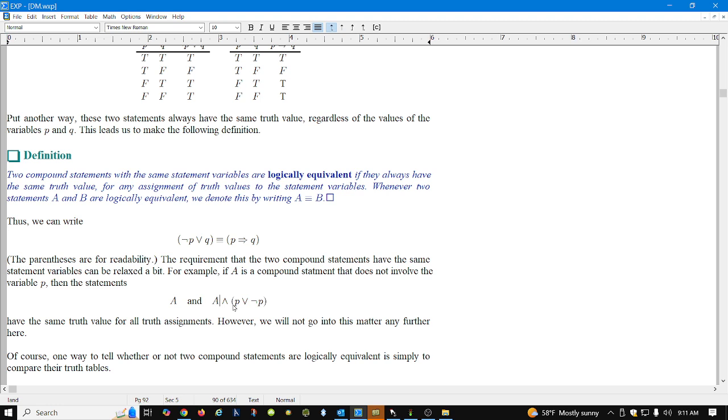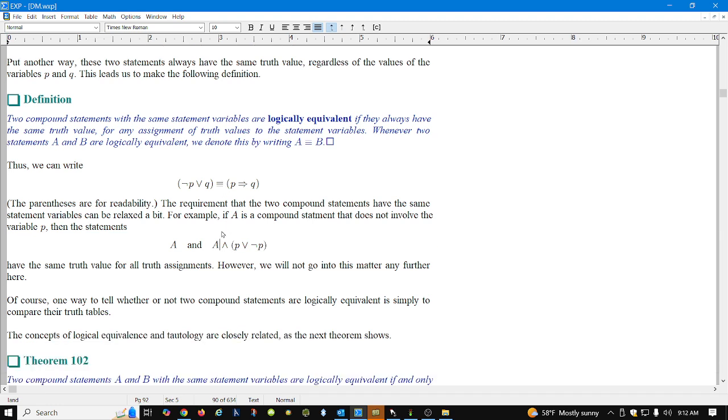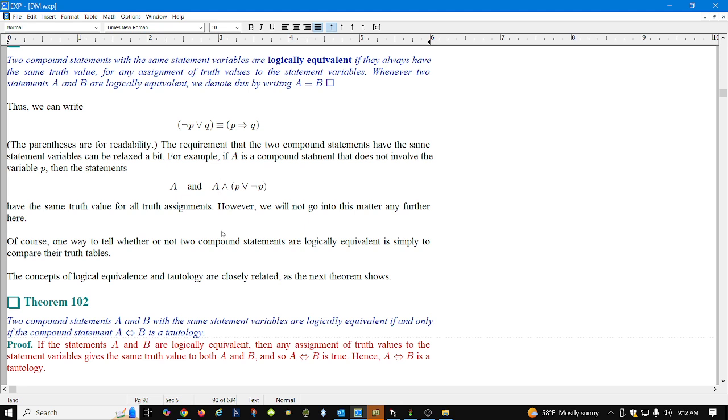One could make this more formal and describe exactly when it's okay for the two statements not to have the same statement variables, but I don't want to get into that. It's kind of pedantic and not really that useful, I think. So we'll not worry about that.